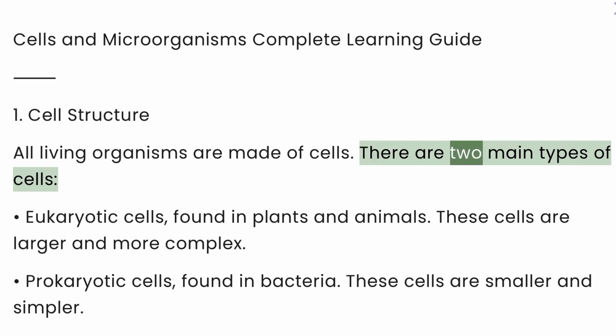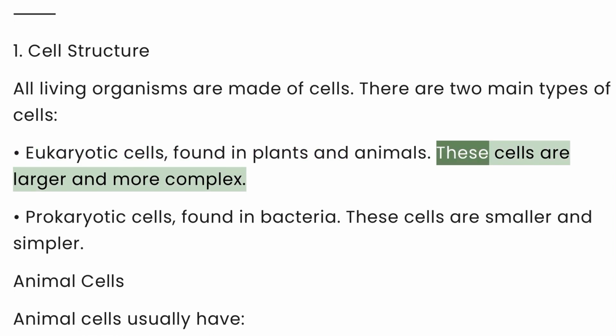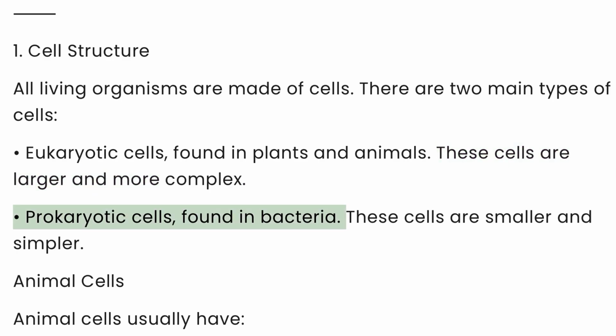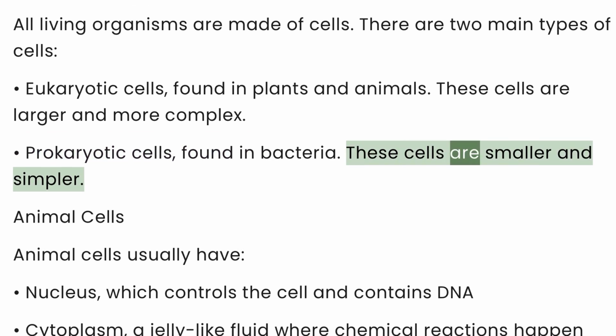There are two main types of cells. Eukaryotic cells, found in plants and animals. These cells are larger and more complex. Prokaryotic cells, found in bacteria. These cells are smaller and simpler.